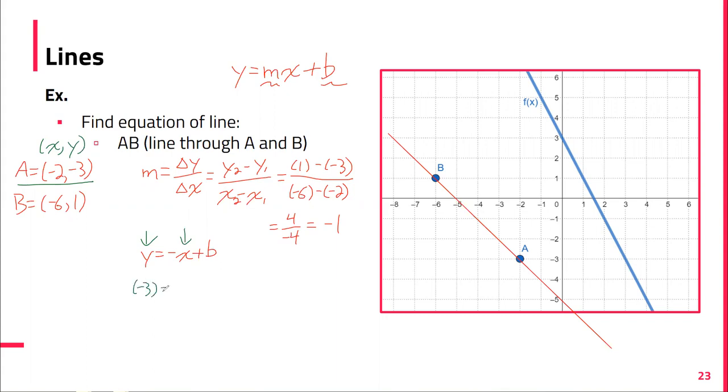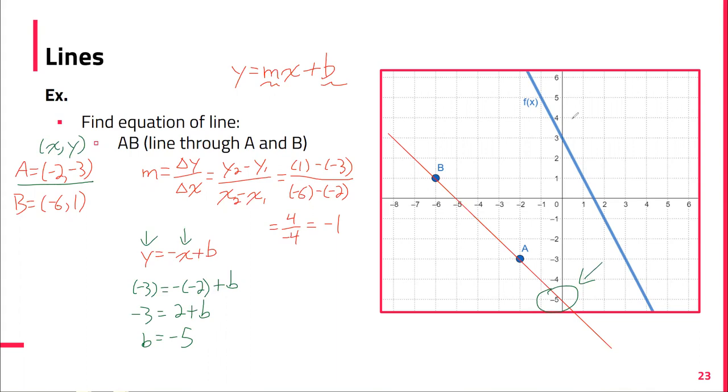So -3 equals minus -2 plus b. -3 equals 2 plus b, so b equals -5, which again, we could see on the graph pretty easily, but we've now confirmed that that's the exact value using our algebra.